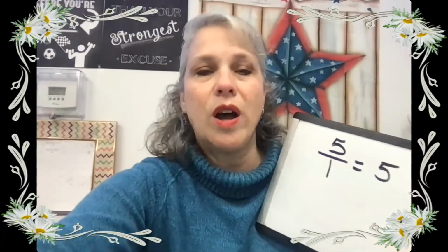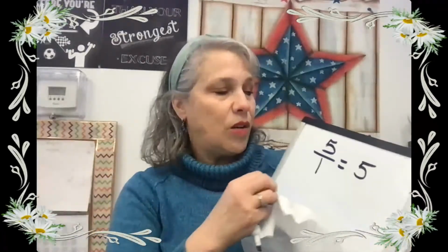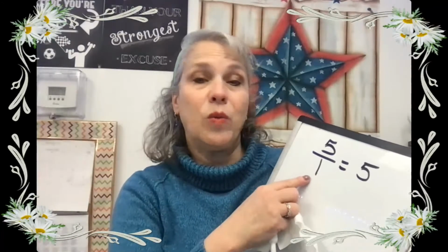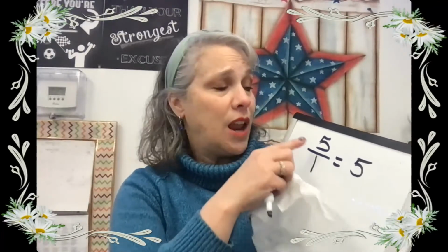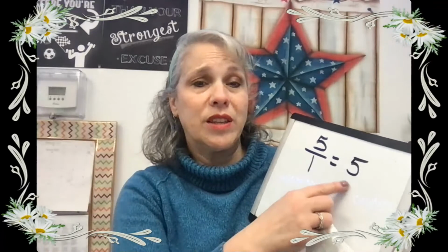Now, if I have a number like 5/1, that always means 5. So any number over 1 is itself. There's only one whole, and I have 5 wholes, so that means 5. Okay, so that's a few terms to start out with.